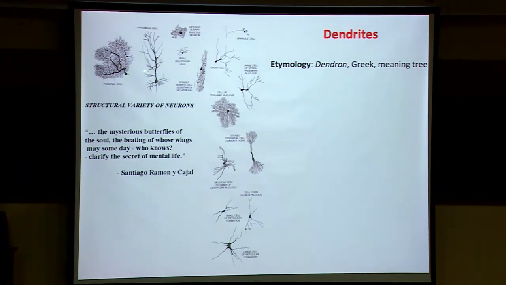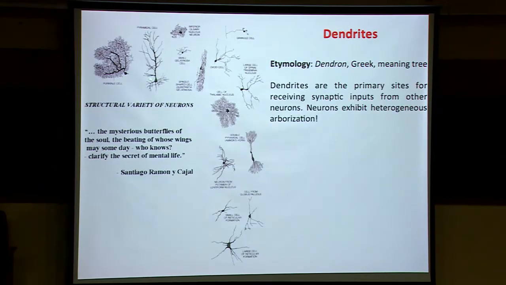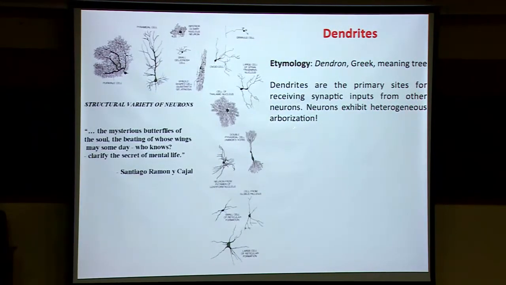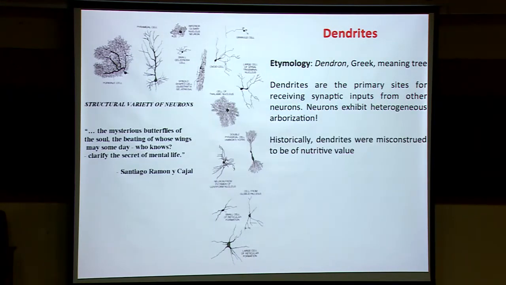And they look very similar to some of the trees that we see, and therefore the straightforward associated with them. So these are individual neurons. As most of us know, dendrites are the primary sites for receiving synaptic inputs from other neurons. And neurons, as you can see over here, exhibit heterogeneous arborization, very different. So if you have a typical pyramidal cell, the probability that you would see an arborization like this, which is for a Purkinje cell, is going to be very low, unless you have some kind of major arborization deficit or something like that. So they have very typical organization, very typical patterns of branching.